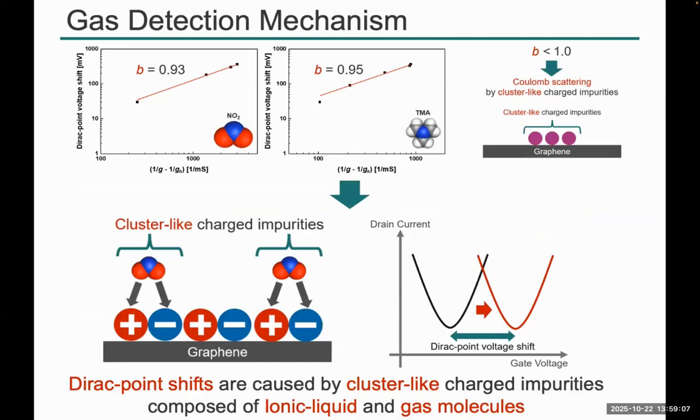From these results, on the graphene and ionic liquid surface, there are cluster-like charged impurities composed of ionic liquid and gas molecules. These charged impurities modulate the graphene's potential and induce the Dirac-point shift.